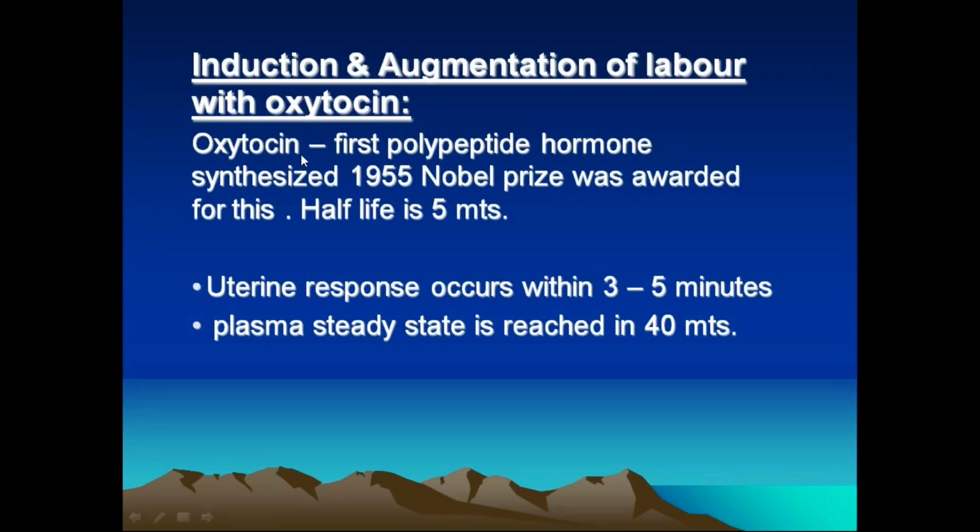See, this is the oxytocin. It is the first polypeptide hormone and it was synthesized in 1955. The half-life of oxytocin is around 5 minutes, and the uterine response will occur within 3 to 5 minutes of induction, and the plasma steady state will be reached in around 40 minutes.